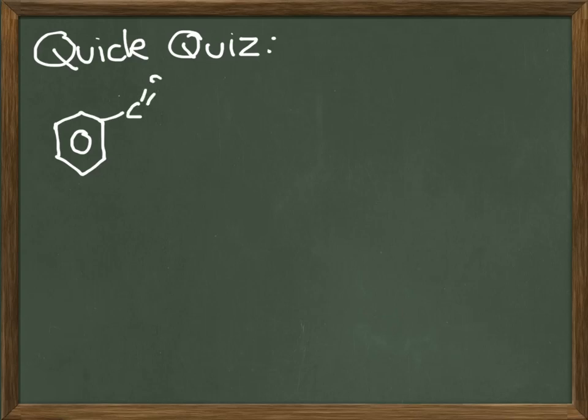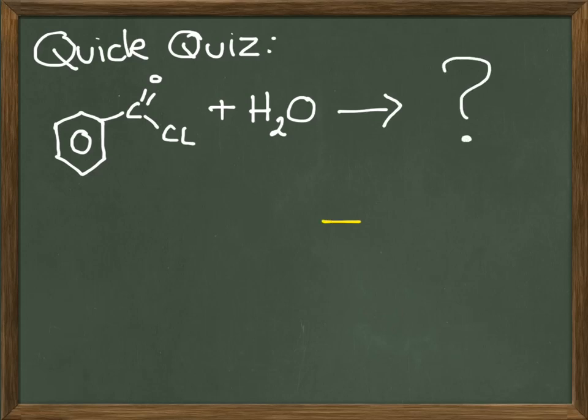So the first question, I'm going to give you the structure of an acyl chloride. That's benzoyl chloride there, and H2O. And what is that going to make? Okay, so pause the video. Water being added to benzoyl chloride. What is that going to make? Have a think. Pause the video. Write down your answer on a scrap of paper or in your notes.